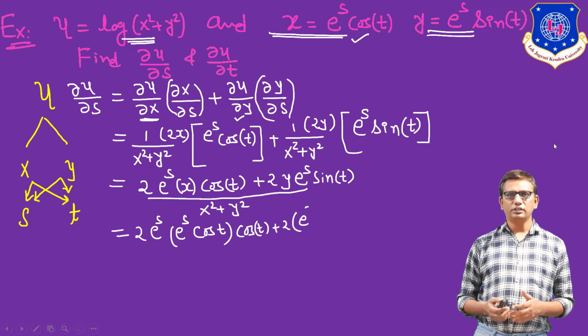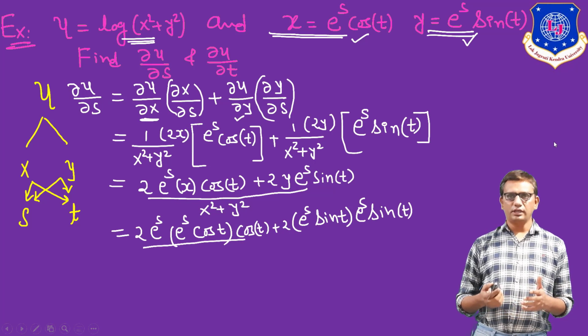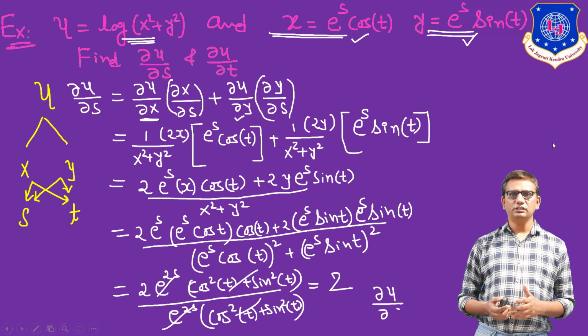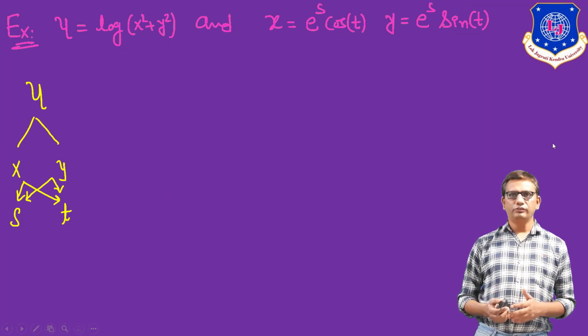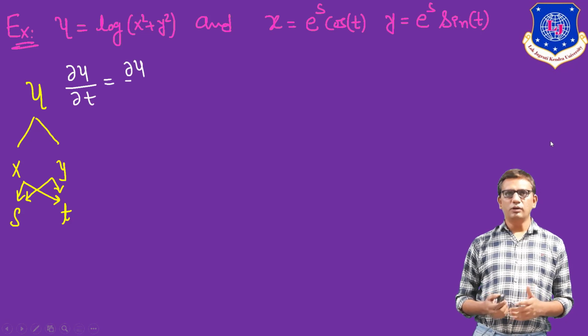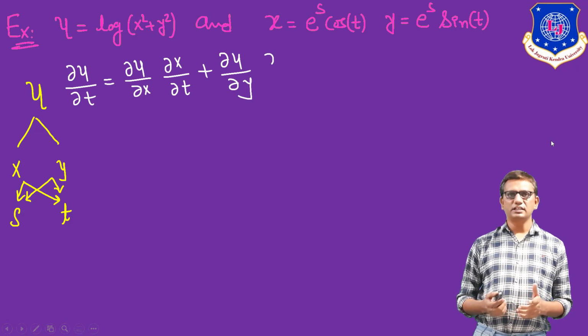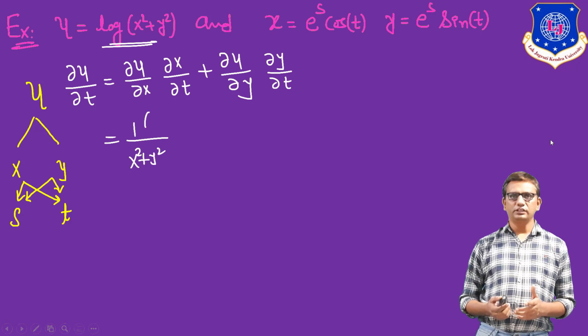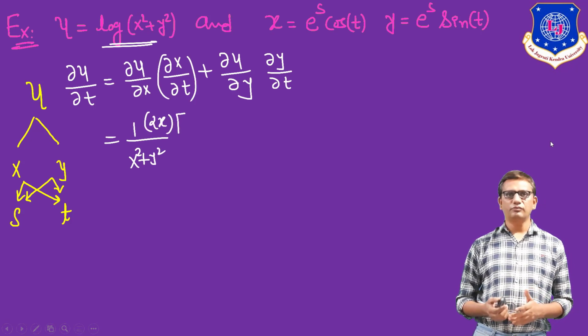And now we have x equal to e raised to s cos t. So after putting the values of x and y in this term, we get this type of simplification, and finally we rewrite del u by del s as 2. Now we will see the concept of del u by del t. So here del u by del t can be written as del u by del x into del x by del t, plus del u by del y into del y by del t.